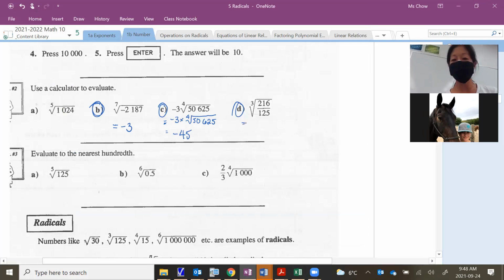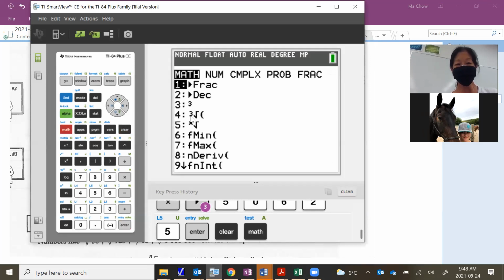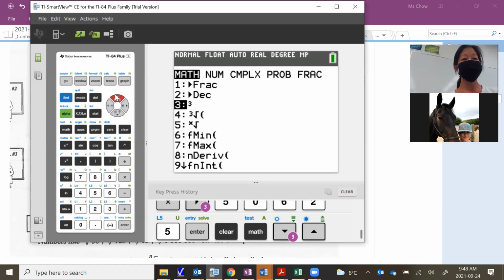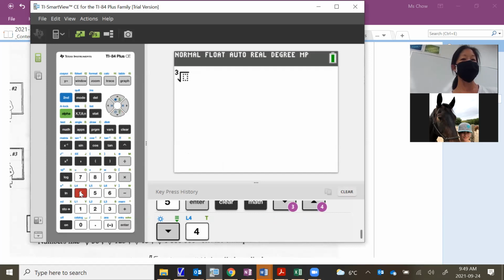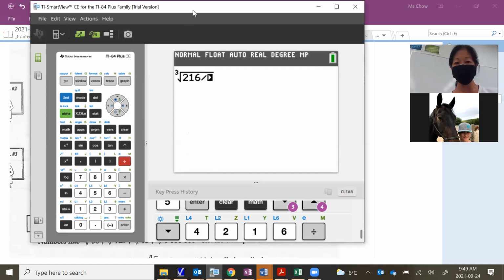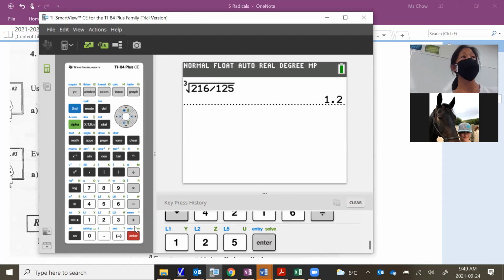Okay. For the cube root of a fraction, we can again go to math. I want the cube root. I think most of you usually arrow down. The other option is that because it's the 4th option, I can just press 4 and it automatically does that. So the cube root of 216 divided by, what was the denominator? 125. And there it is, 1.2.